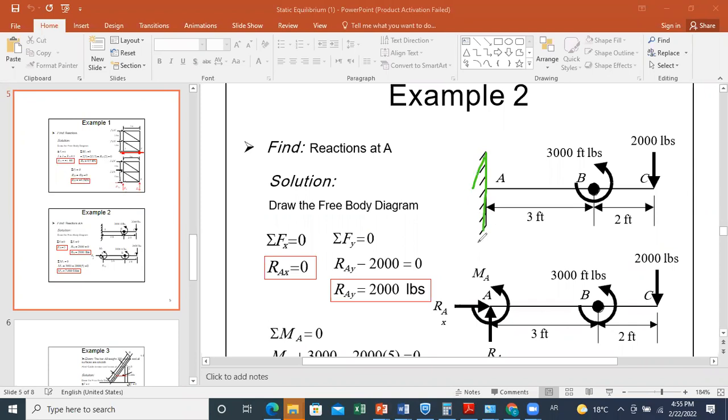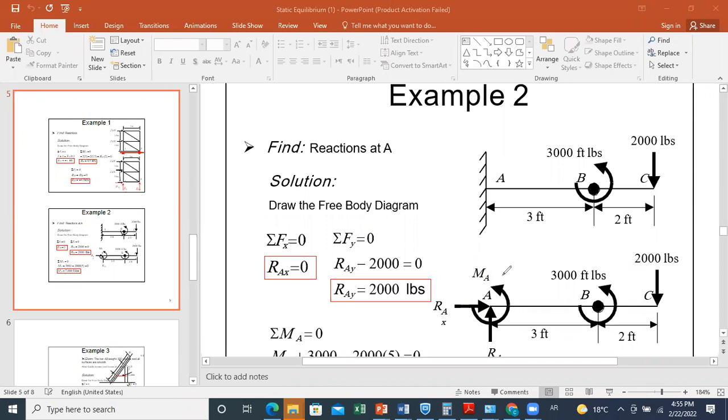A fixity can develop 3 types of reactions: forces in X and Y, and also a couple moment. Because a fixity will not allow you to move in X, will not allow you to move in Y, and will not allow you to do rotation. So it will develop 3 reactions at A: RAX, RAY, and a couple.